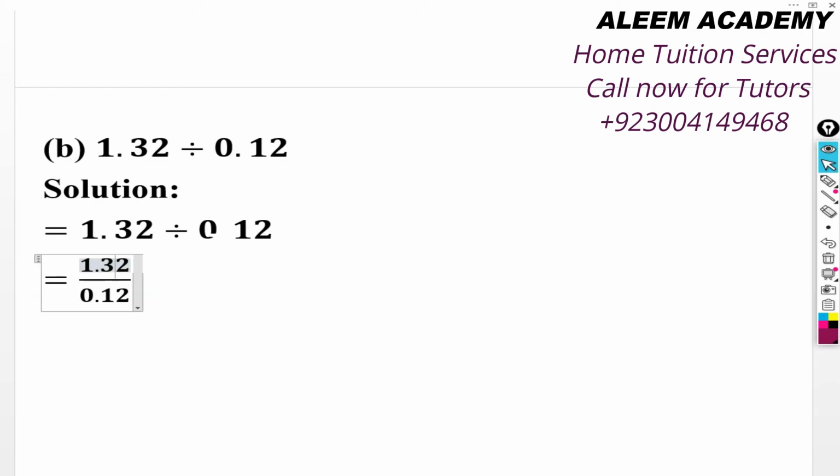So 1.32 divided by 0.1. What will happen when you cancel the decimal sign? As we explained in the first question, when you cancel the decimal from here, it will become 132, and you see there are two numbers after the decimal, so the other side will be multiplied with 100.